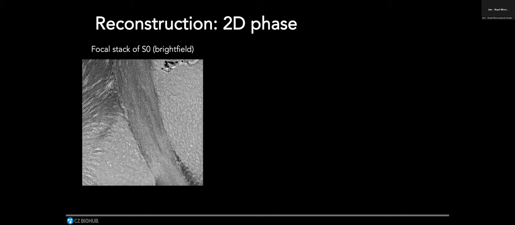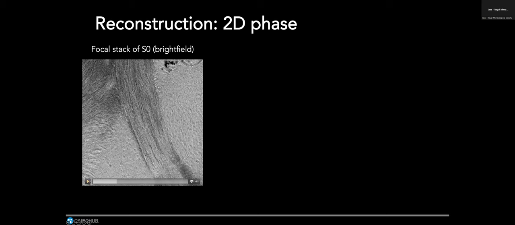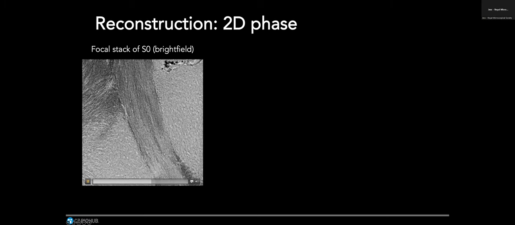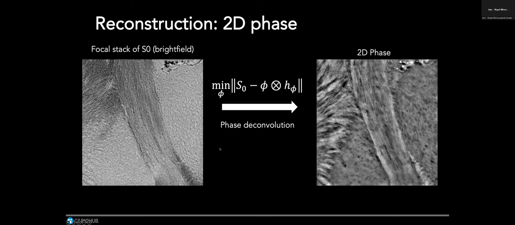If you look at this through focus stack very closely, you would notice some contrast reversal in the background. You see there's a dark structure here. As we go through the focus, it becomes transparent and very quickly it becomes bright. So these contrast reversals report on the local curvature of the sample. And the transverse curvature of the phase of the sample affects the axial derivative of intensity. This relationship is called transport of intensity. And if we model that right, we can write an optimization problem to deconvolve the phase from this data.